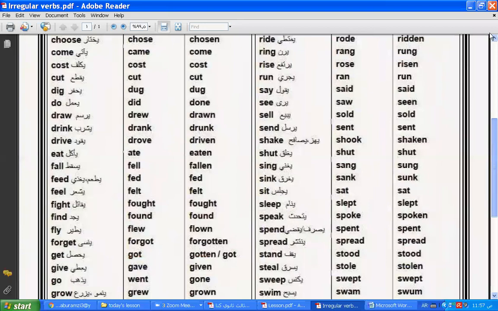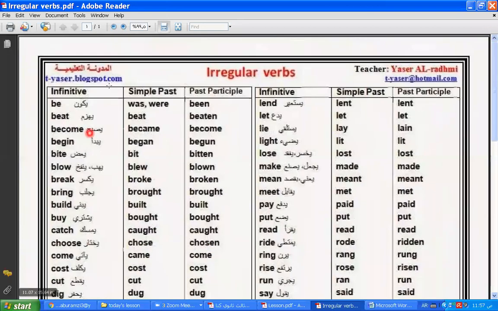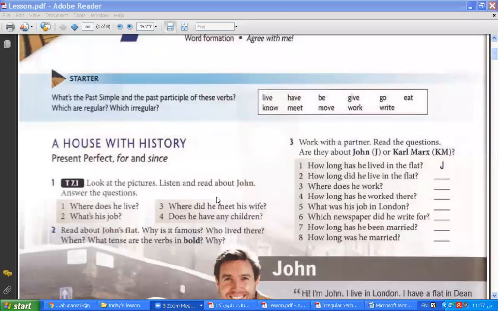Okay. For example, like chosen, cut. So this is for irregular verbs. So these are the irregular verbs. So inshallah I send you this. So let me ask some students quickly. Sarah, give me the first one.